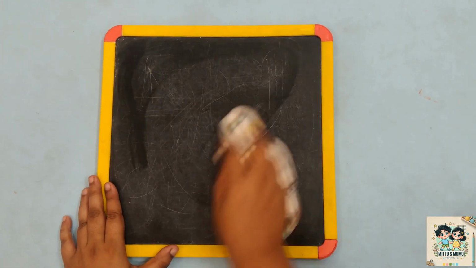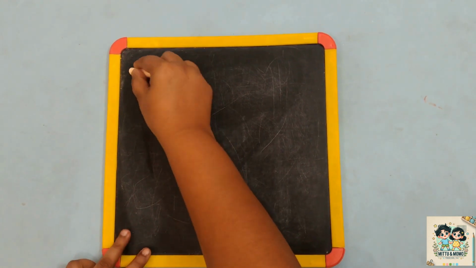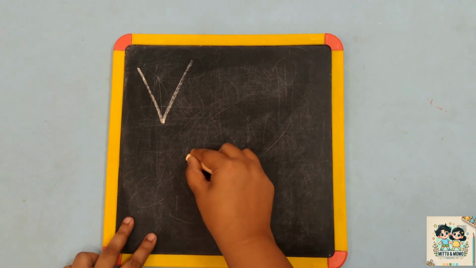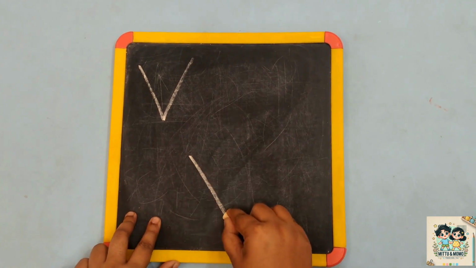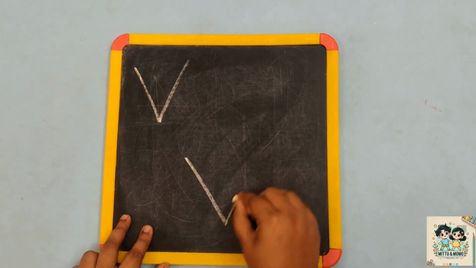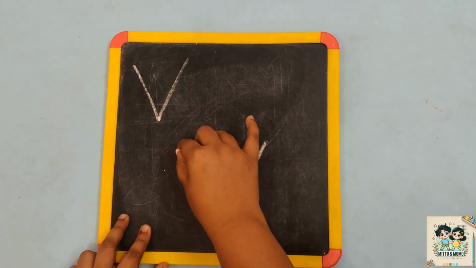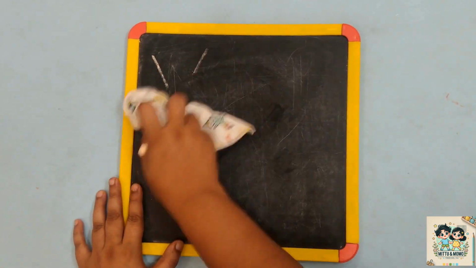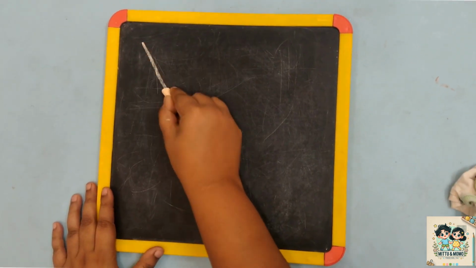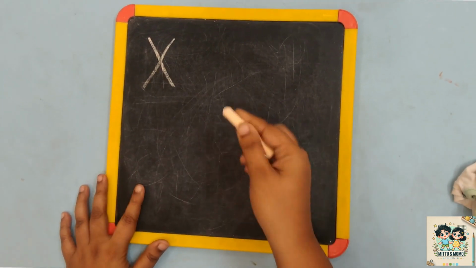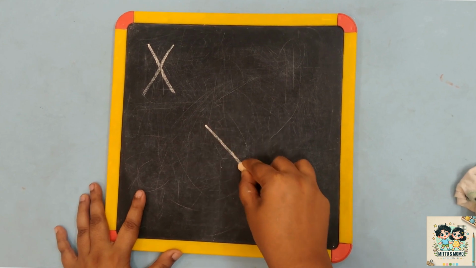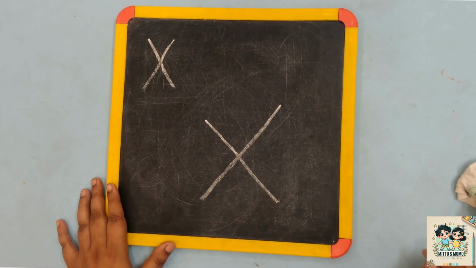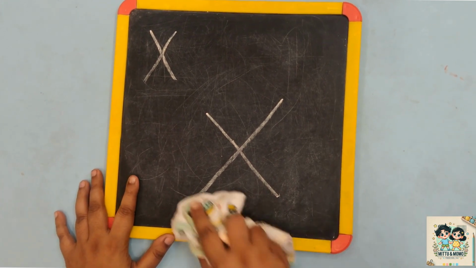And the next letter is V. Now how can we do this? One slanted line, that is left slanted line, and one right slanted line. This is letter V. And next the letter X. X can be written as one left slanted line and one right slanted line. Isn't it easy? And next letter is Y.